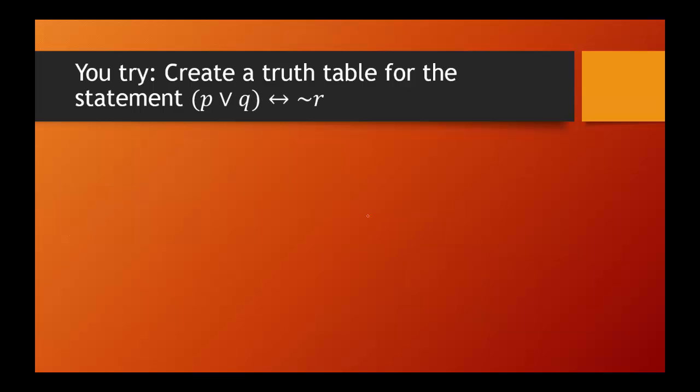Let's try it again. Just make it a little bigger. This time I want you to do P or Q if and only if not R. Again, I want you to try this. So pause the video, work this out, make sure you have all the columns right, and then check and see how your truth values did.